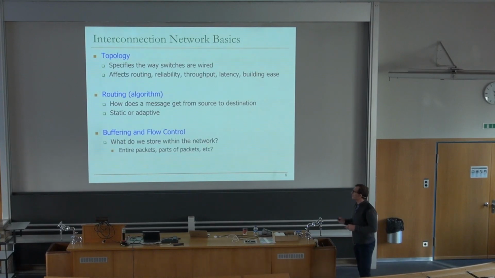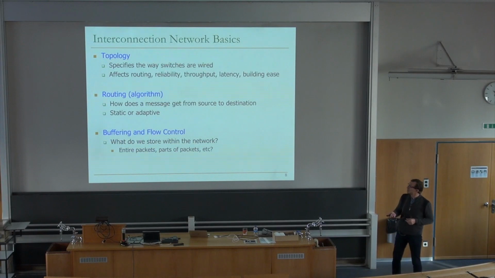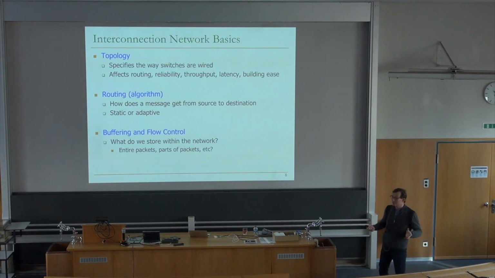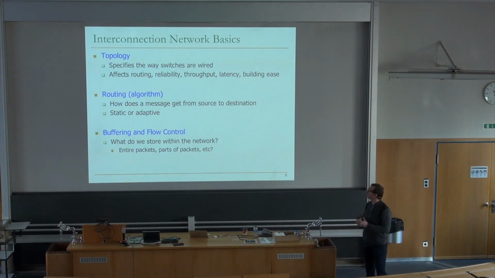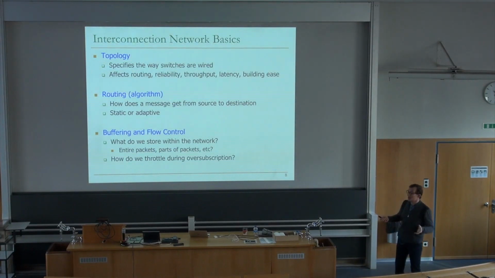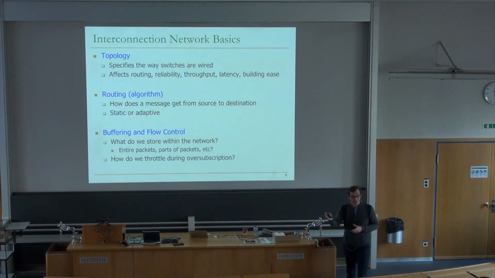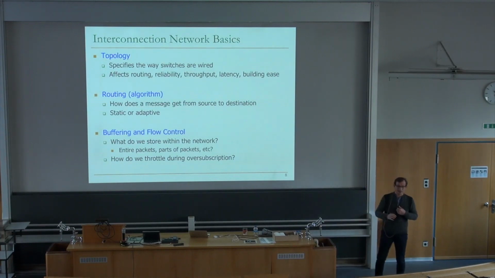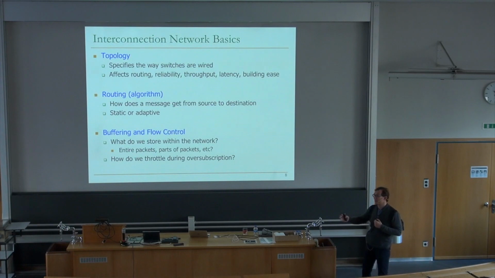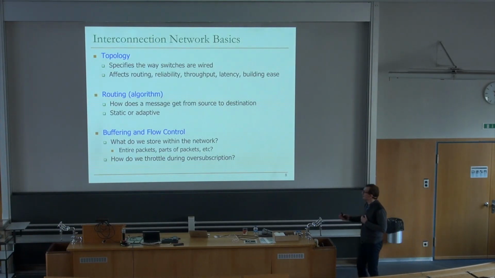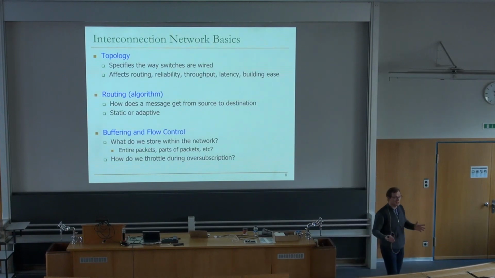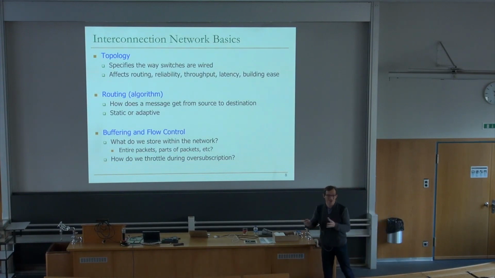We'll talk about that. And buffering and flow control basically determine what we store within the network, within a router. Do we store the entire packet? Do we store part of the packets? Do we store nothing in the router? We'll see examples of this. And also, how do we throttle during oversubscription? If you have congestion in the network, how do you handle that? How do you ensure, for example, if you have buffers in a router, that those buffers don't overflow? That's called flow control. Essentially, you control the flow of messages in the network such that you don't run into situations where you cannot handle the messages. Or you don't run into situations where your performance degrades significantly because you have too many messages in the system.